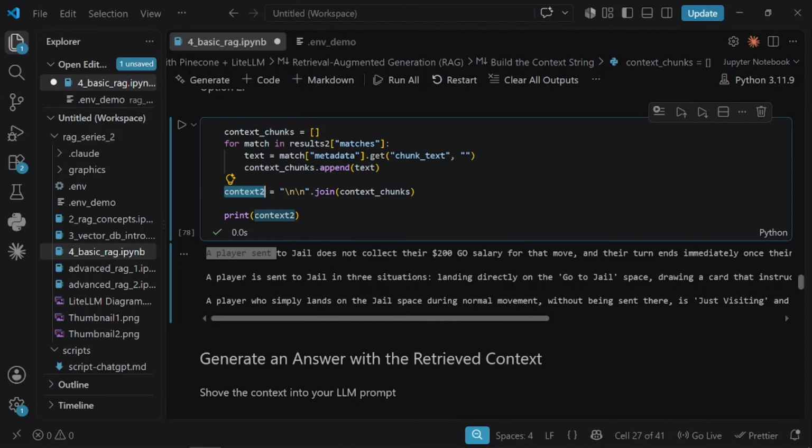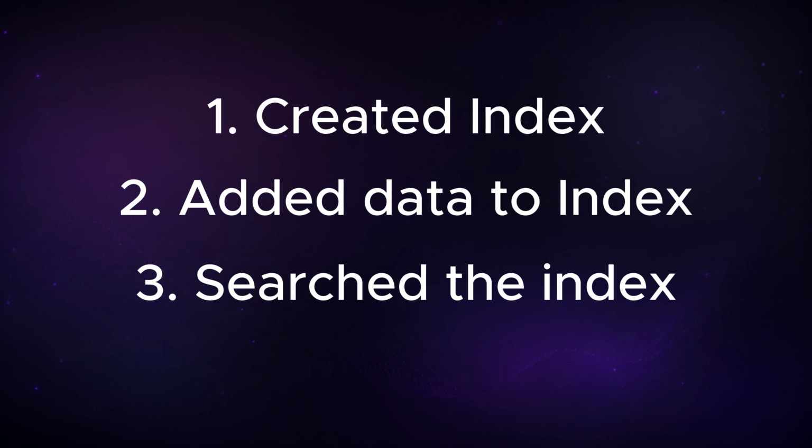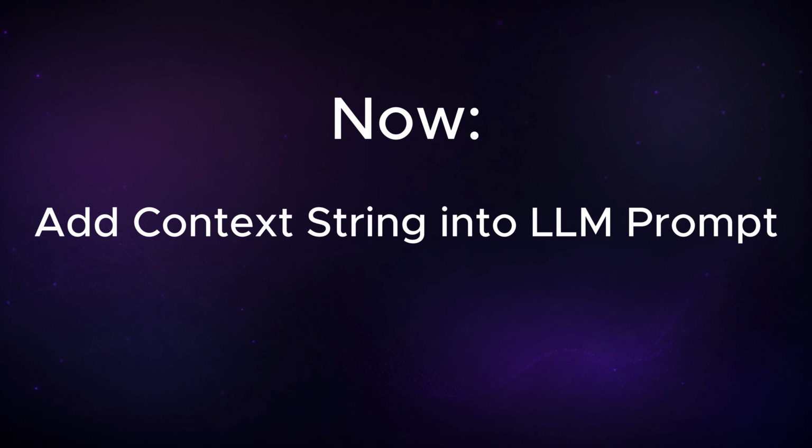So what we've done so far, just to recap, is we have created an index, added data to that index. We have run a search against that index, and we've saved the results of that search into a context string. Now, we just need to add that context string into our LLM call.